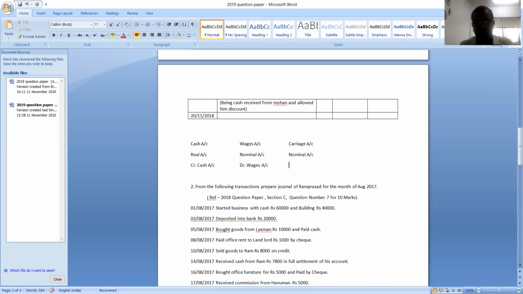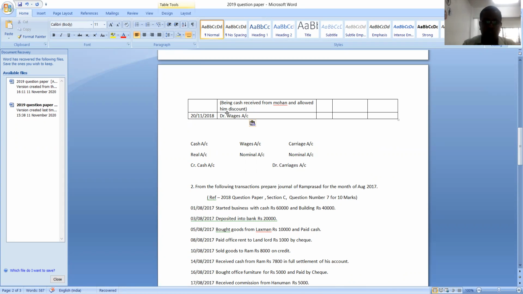Even carriages are expenses, right? Carriages also belong to which account? They also belong to nominal account. So what is the debit rule of nominal account? Debit all expenses and losses. So here, carriage is an expense, so we have to debit carriages account. Here also we need to debit two accounts and credit one account. So these kinds of entries are called compound entries.